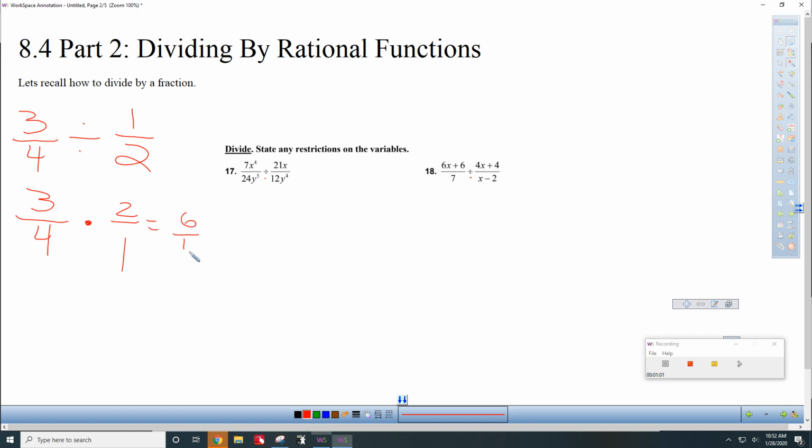You get 6/4, which is 3/2. Okay? That's the answer to this question. What is 3/4 divided by 1/2? 3/2. So far, so good? All right. Now, let's apply that.